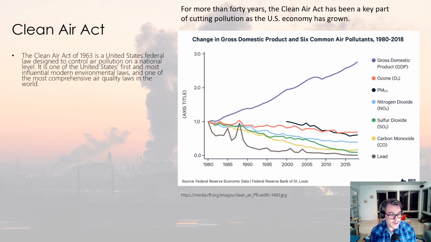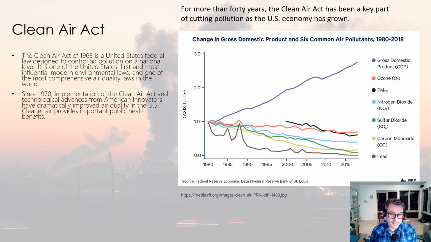However, there's been a huge amount of progress over the last 40 years in improving the air quality in the United States, thanks to the Clean Air Act of 1963. This is an act that became a United States federal law and is designated to control air pollution on a national level. It's usually touted as one of the most comprehensive environmental laws of the world. It's also a great example of the Kuznets curve because the law enacted a lot of American innovation and invention that led to the reduction of pollutants over time.